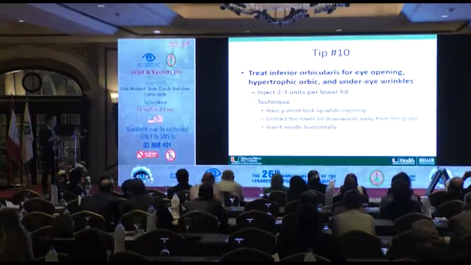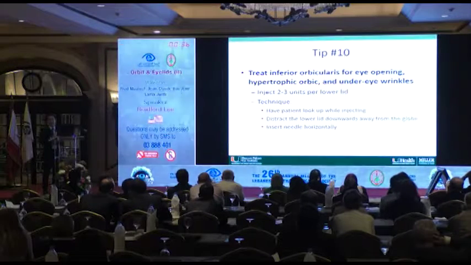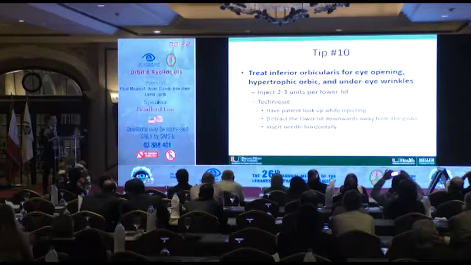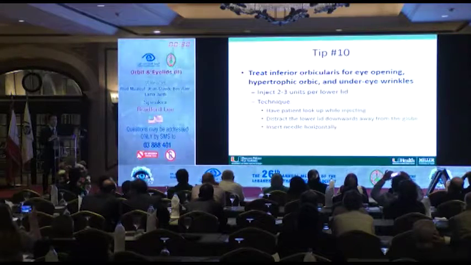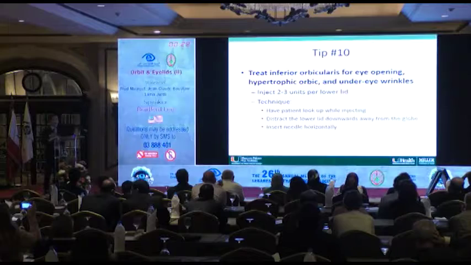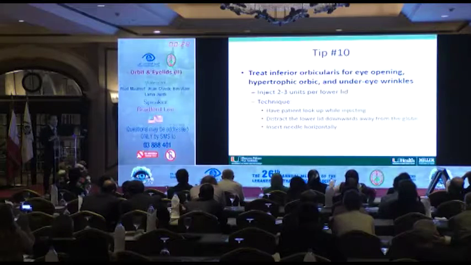And then finally, treating the inferior orbicularis for eye opening or hypertrophic orbicularis rolls or for under eye wrinkles is something that's very simple to do. As ophthalmologists, we're used to injecting the eyeball, injecting in the anterior chamber, injecting everywhere close to the eye. So even though this is close to the eye, I think all of us feel very comfortable in this region. But to always make things a little bit safer, I typically will have the patient look up. I'll distract the lid downwards away from the globe, and then I'll angle my needle horizontally, so even if the patient moves, it's not going to go right into the eye.